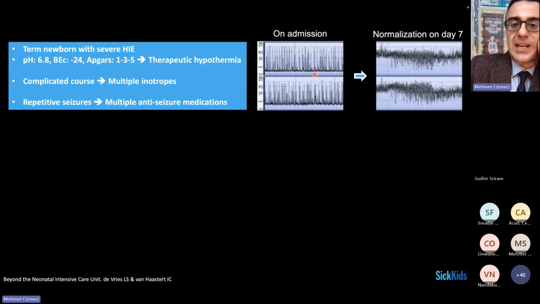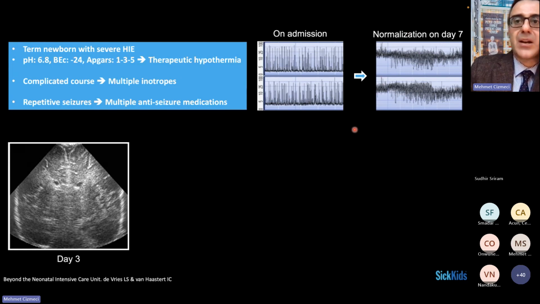This was the aEEG on admission, which seems to be showing a burst suppression pattern, and the normalization happened on day 7. And as you may remember, a normalization of the background, if it happens in the first 24 hours, is a favorable prognostic factor. So this is not the case for this baby.